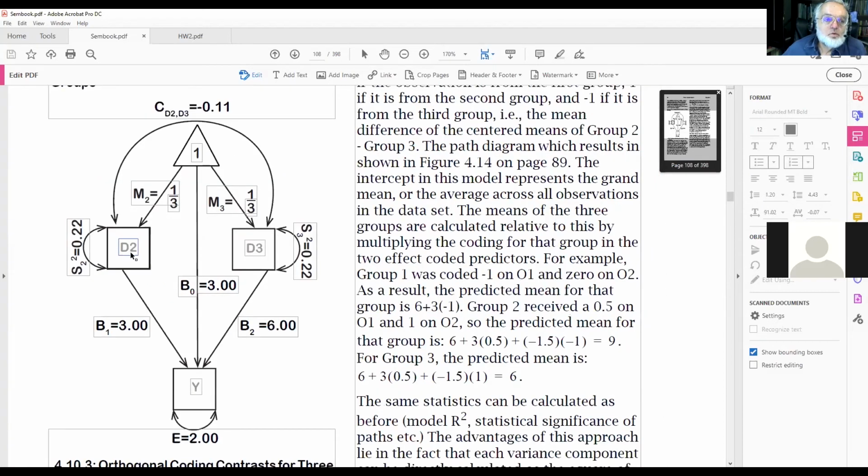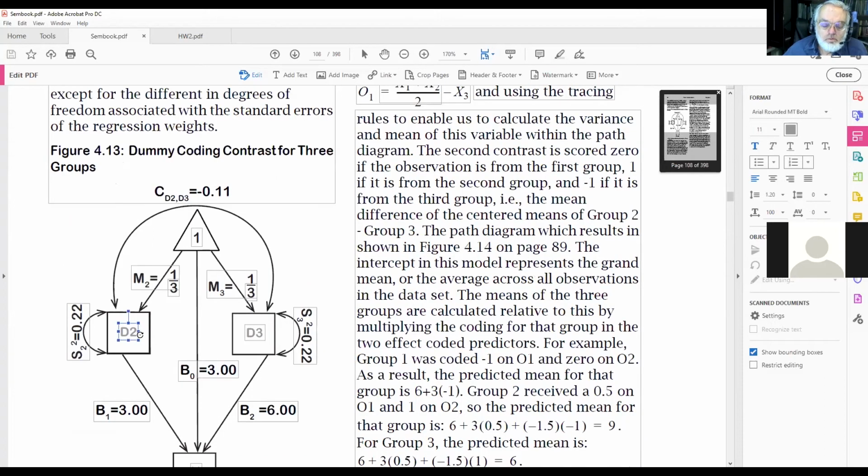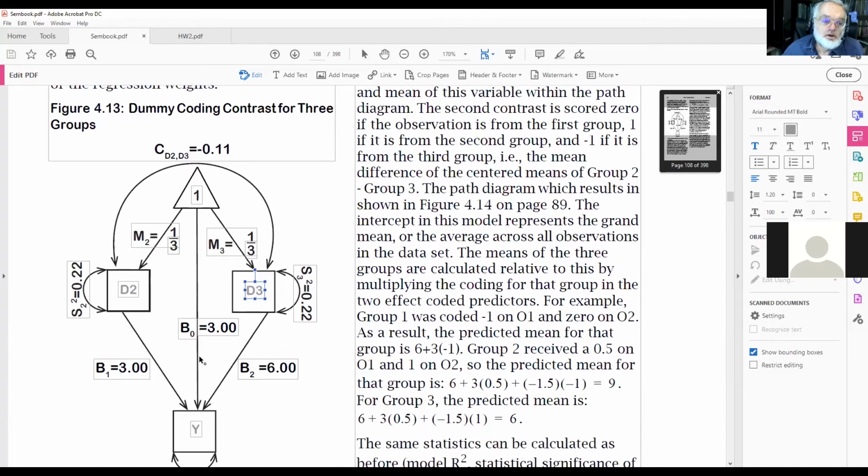If you're in group 1, I'm going to give you a 1 and a 0 otherwise. If you're in group, I'm sorry, this is the second one. If you're in group 2, I'm going to give you a 1 and a 0 otherwise. If you're in group 3, I'll give you a 1 and a 0 otherwise. But I'm going to leave out that dummy-coded vector that gave you a 1 and a 0 otherwise. So now I only have 2 predictors in the model, but I have drawn a mean and intercept from this group down here.